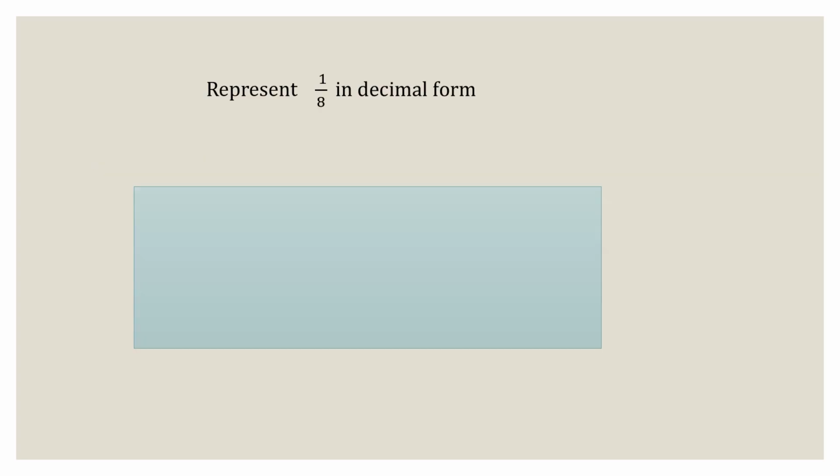Now let's do a problem. Represent 1 by 8 in decimal form. Read the question very carefully and tell me how you could relate this fraction with the previous one we learned. Here the fraction is 1 by 8, isn't it? And the denominator is 8. Very good. How can you convert 8 into a power of 10?